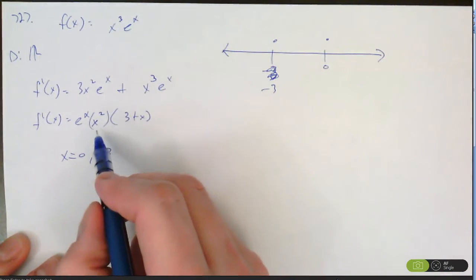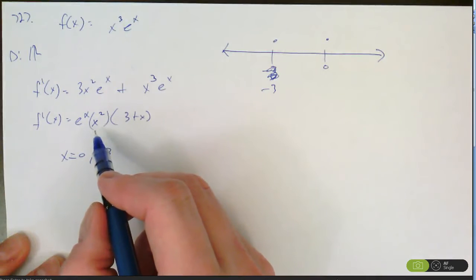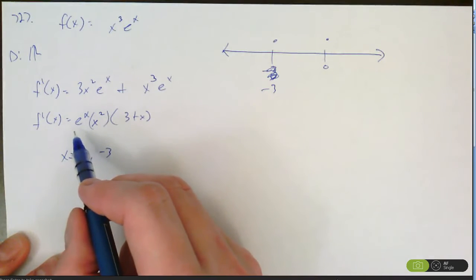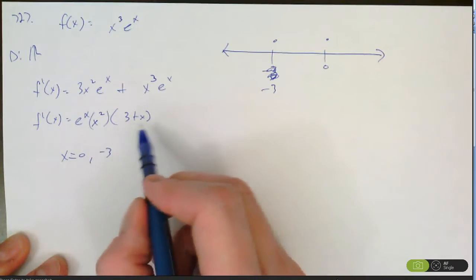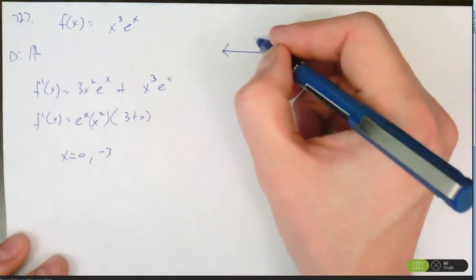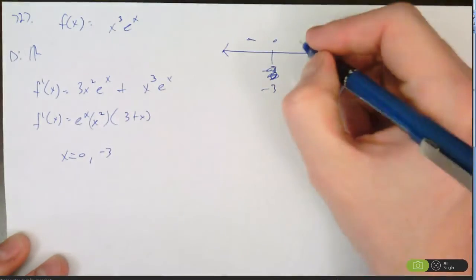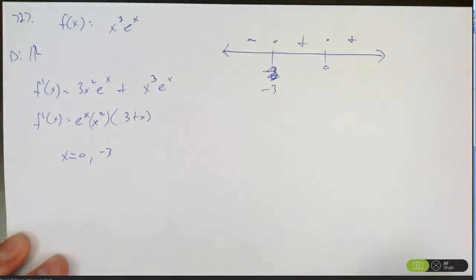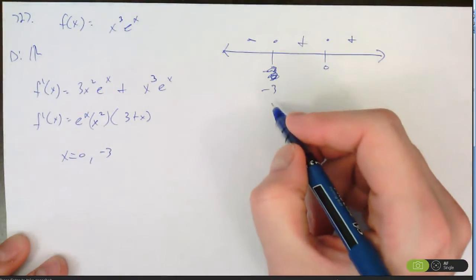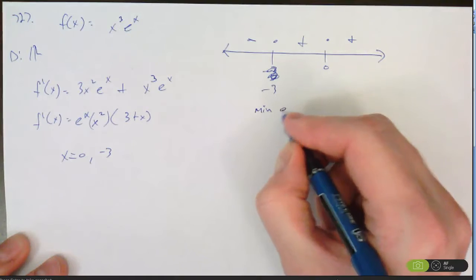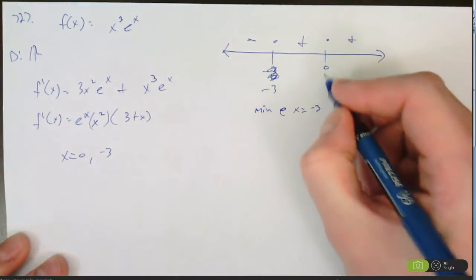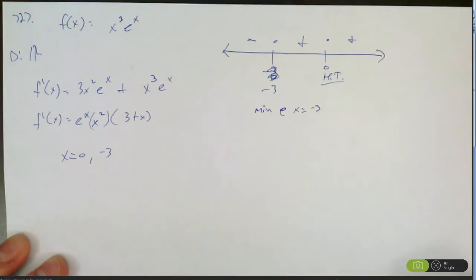And now I get numbers to test. Well, here's the deal. No matter what happens, for this guy, it's going to be positive. I'm going to square it. E to any power is positive, so I'm going to square that. So really what I need to do then is figure out what happens when I plug a negative 3 in. Well, left of negative 3 gives me negative. After negative 3 gives me positive as well. So what I actually have going on here is a minimum at x equals negative 3. This is just a horizontal tangent there.